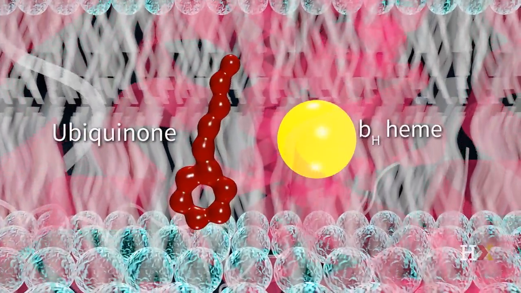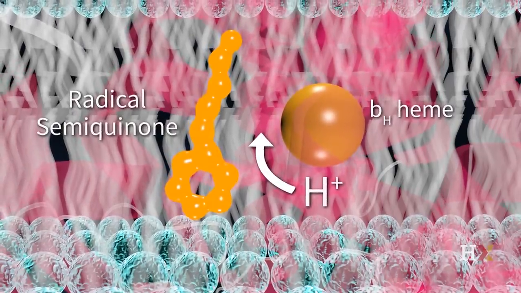The second electron from the Q0-bound ubiquinol is transferred to a series of electron donors, the Bl heme, the Bh heme, and finally ubiquinone on the Qi site to create a radical semiquinone. In doing so, the semiquinone takes a proton from the matrix.